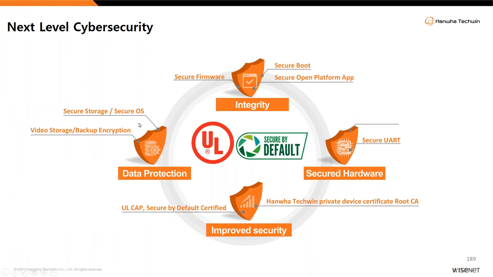To certify this cybersecurity, third-party certification bodies have come in, like UL. They supply the UL CAP certification. In the UK, they have secure by default certification, so the vendor will apply all the secure settings by default and ship it to you. Then secure UART means if you give the camera for servicing, the service port can only be opened by an authorized repair person, so that also can be secured.